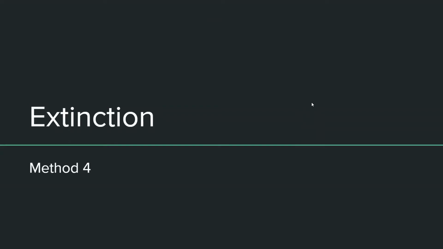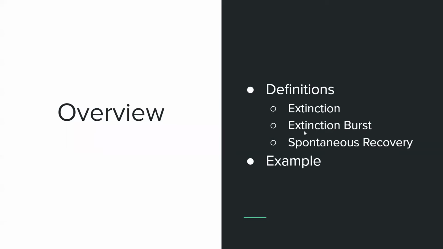Good day, everyone. Today we will be going over extinction, or method 4 in Karen Pryor's book. For the overview of this video, we will be going over three main definitions: extinction, extinction burst, and spontaneous recovery. And then we'll go over an example.